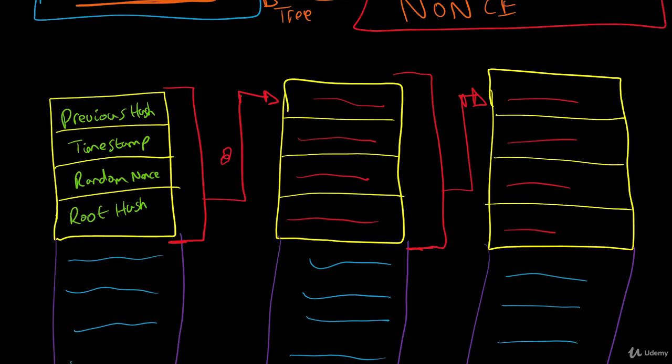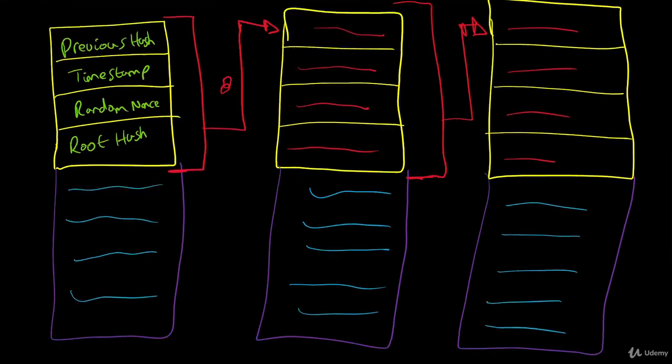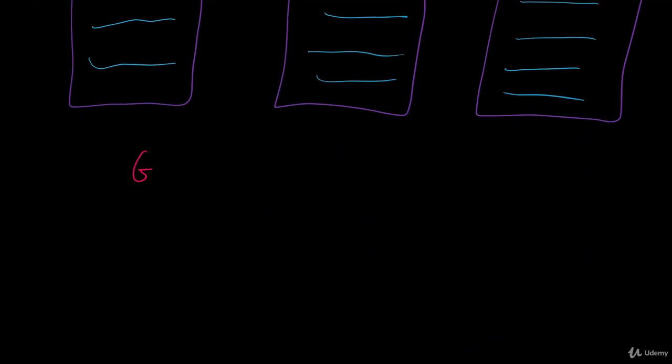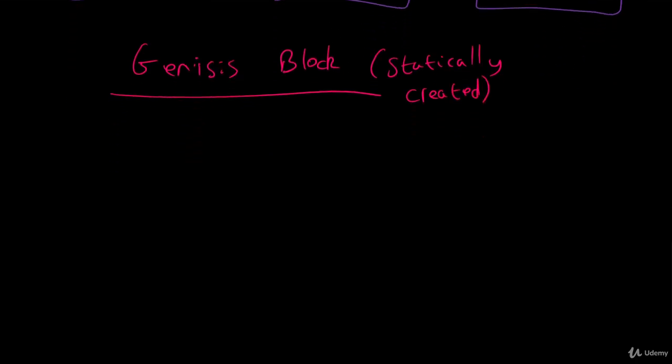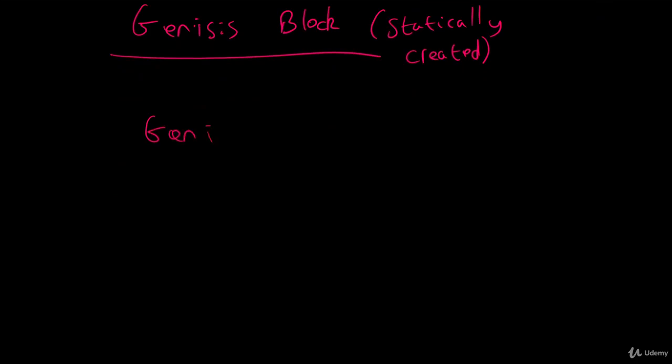You might have one question in your mind, and that is, what about the first block in blockchain? Where does that get its previous hash from? That is called the Genesis block, and this is statically created just as the starting point. This Genesis block sounds so awesome. Genesis block. I think I spelled Genesis wrong. Either way, you get the picture.